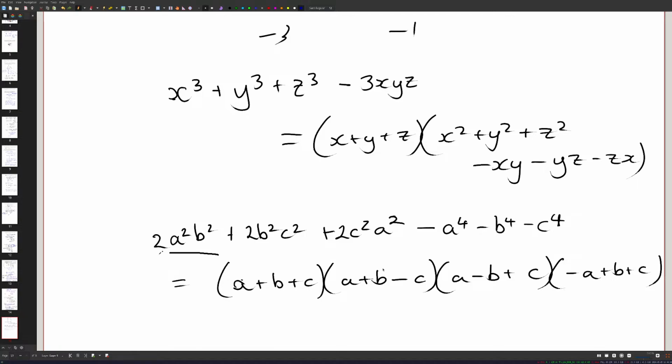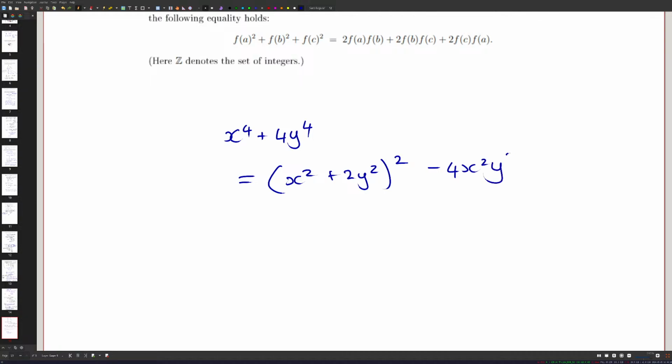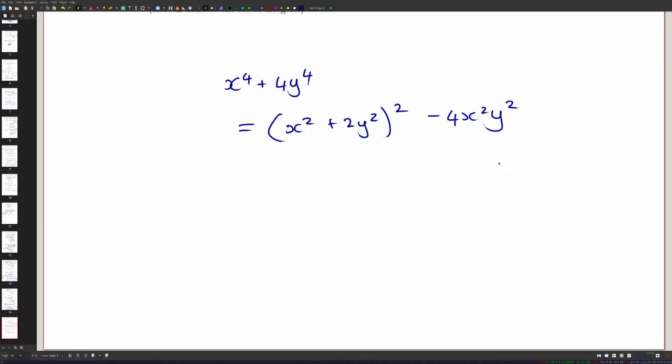The other one that's actually much more useful than that you might not know is x to the 4 plus 4y to the 4 is x squared plus 2y squared, squared, minus 4x squared y squared. And so that's now a difference of two squares, and so this ends up as being x squared minus 2xy plus 2y squared times x squared plus 2xy plus 2y squared.